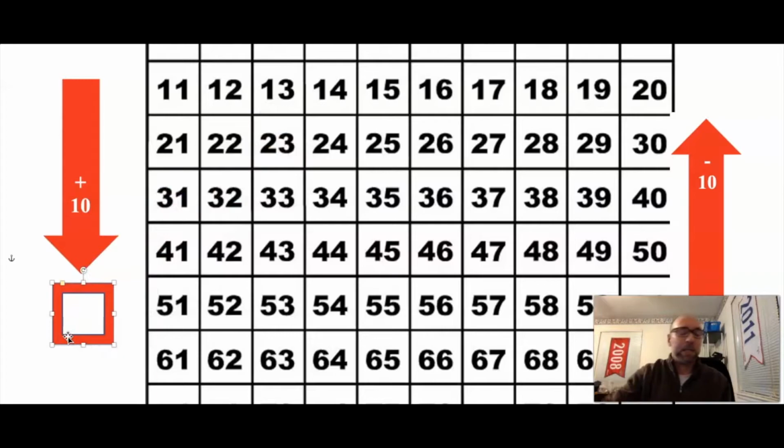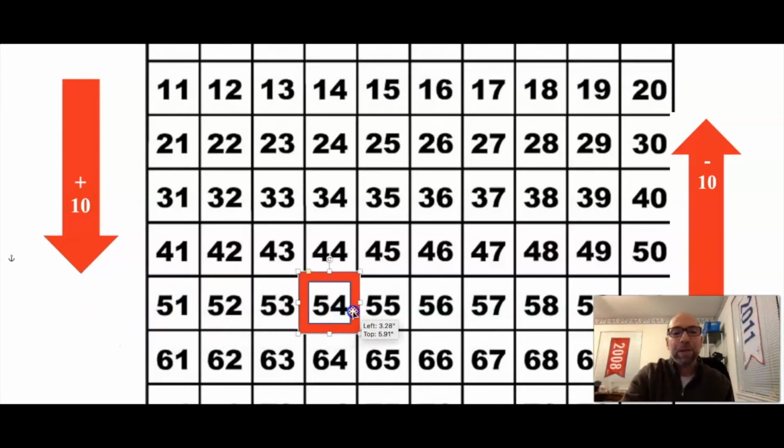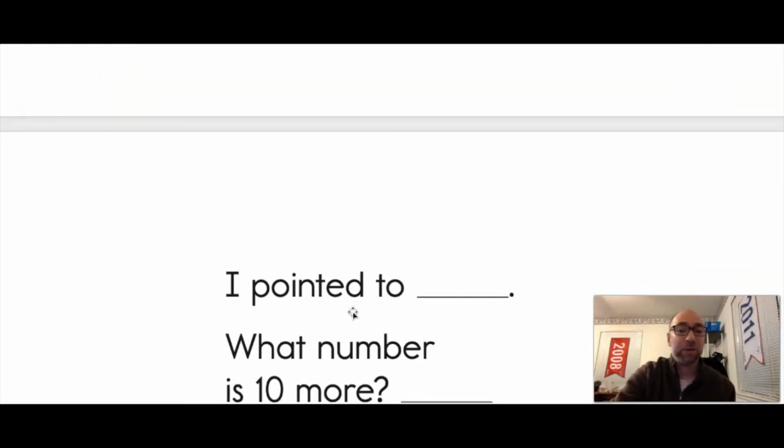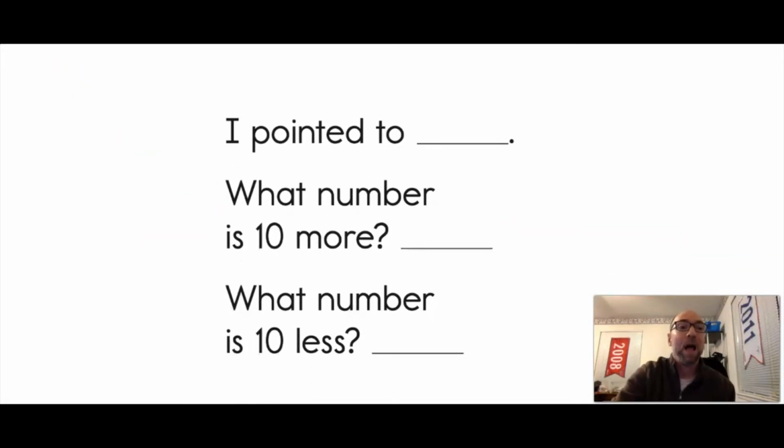All right, Mr. Enzi is going to go ahead and close my eyes, and I am going to hopefully point to a number on our number grid. And of course, I'm going to just use my little mouse, and my mouse is going to land on the number 54. Go ahead and circle 54 on your number grid. Now, on my screen, I'm going to write down, I pointed to 54.